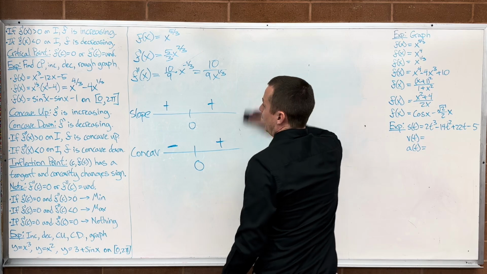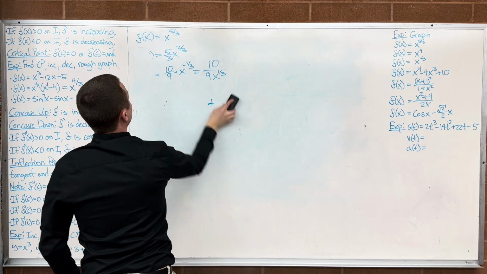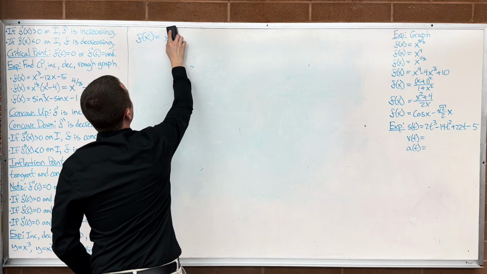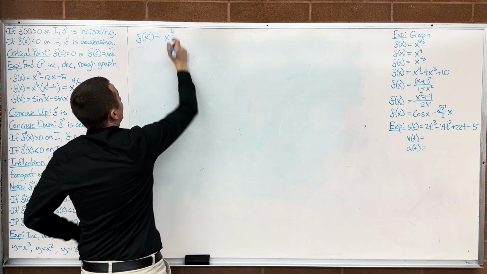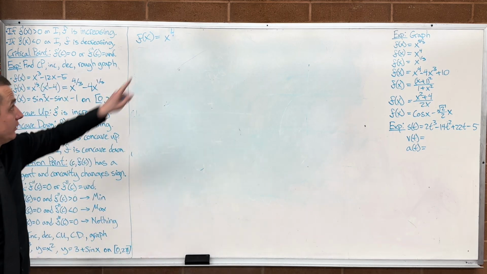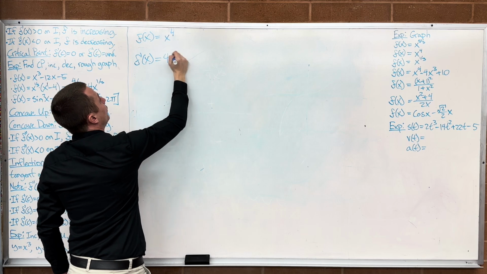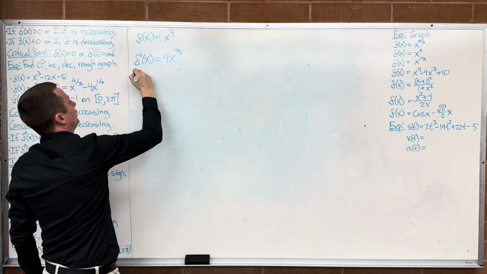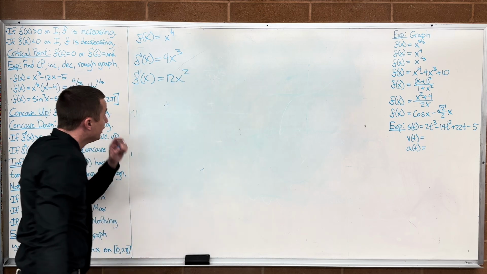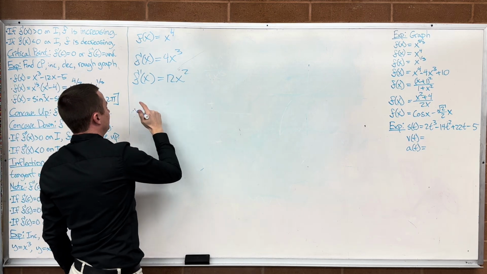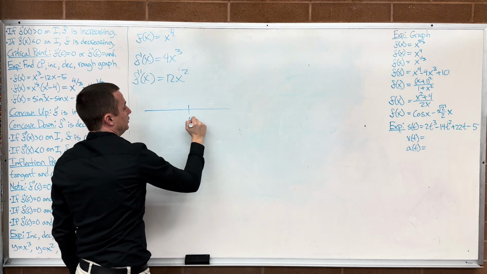Okay. Next one. X to the 4. Let's get a sense for what this thing must look like, although we probably already know in our heads. What's our derivative? 4x to the power 3. What's our second derivative? 12x squared. For our critical points, we have 0. And that's it.